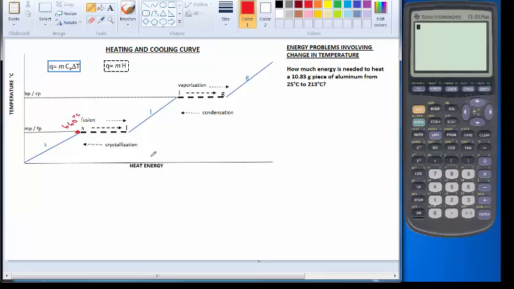What that means for our problem is that the two temperatures, 25 degrees Celsius and 213 degrees Celsius, are going to lie somewhere below that 660 degrees Celsius mark, below our melting point. So our 2 points are going to be here and here, roughly. Now that we know and understand where we are on our heating and cooling curve, we can begin to answer the question.